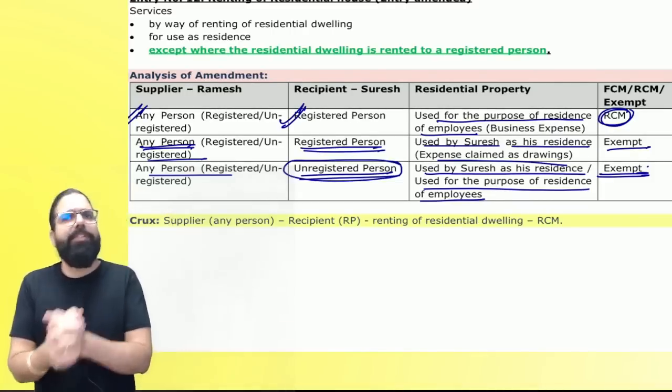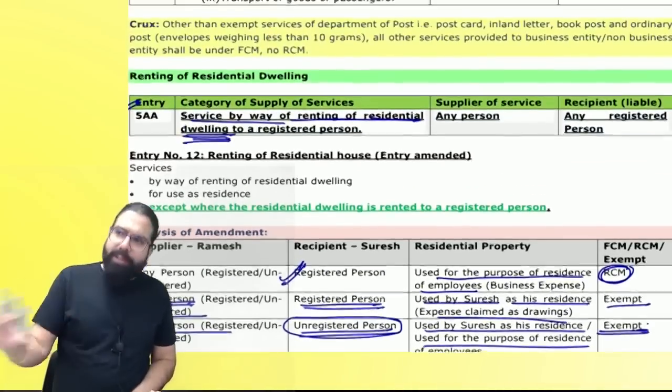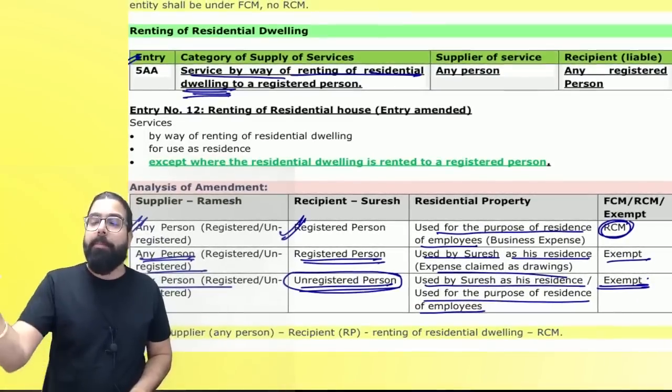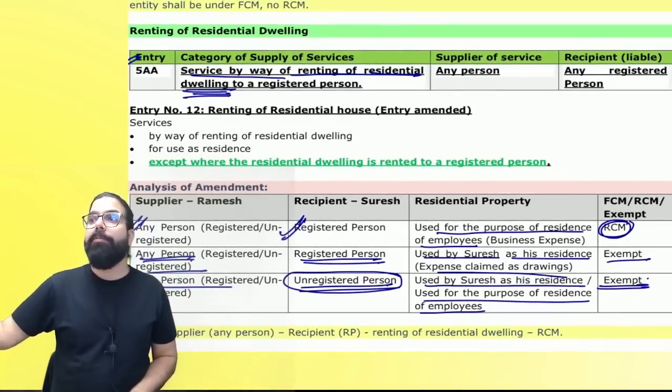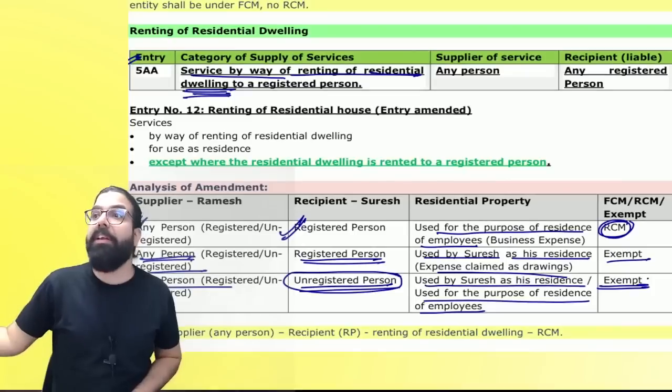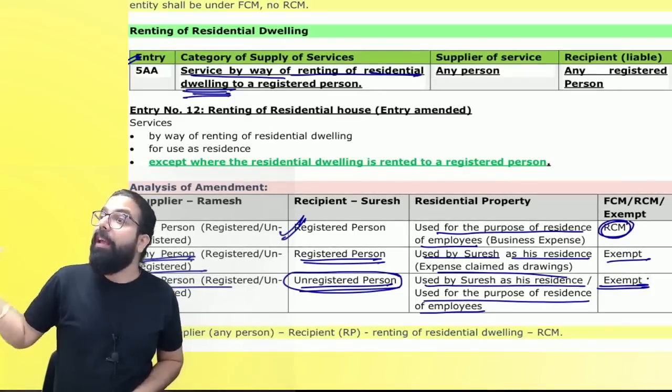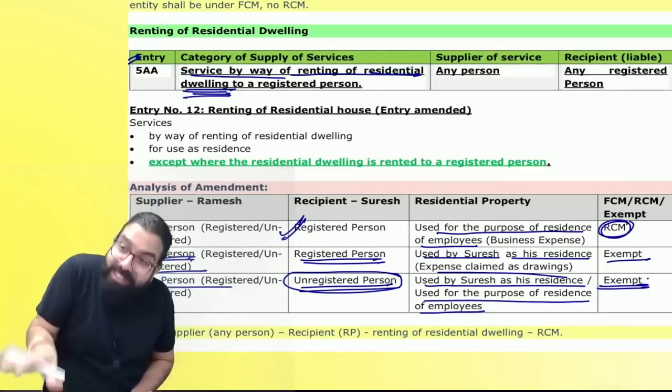Always remember, renting of residential property was always exempt. We are not talking about commercial property. Renting of commercial property is always taxable. We are talking about residential property given by any person, registered or unregistered, to a registered person.